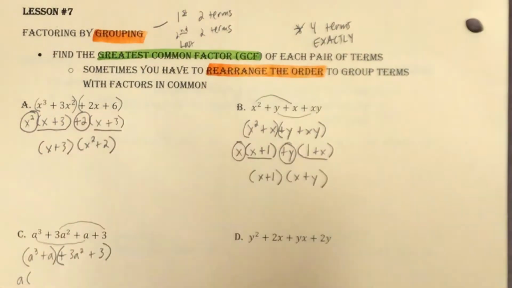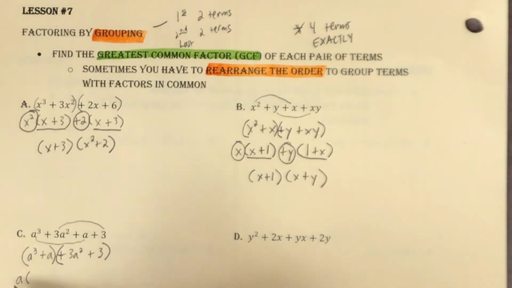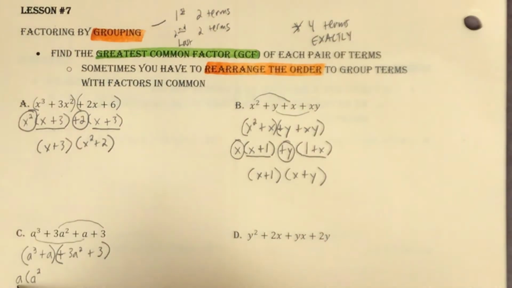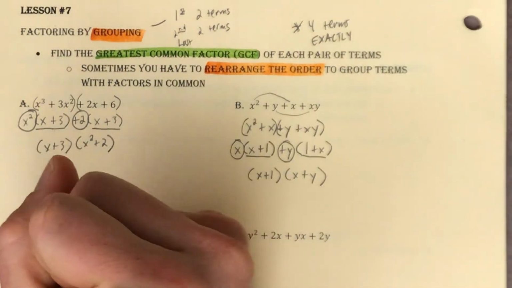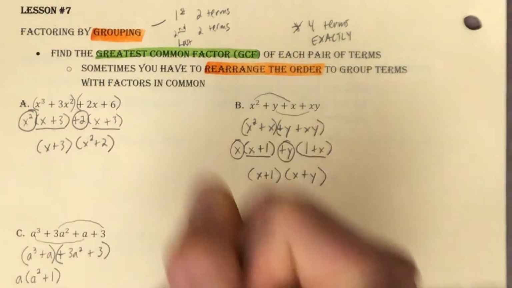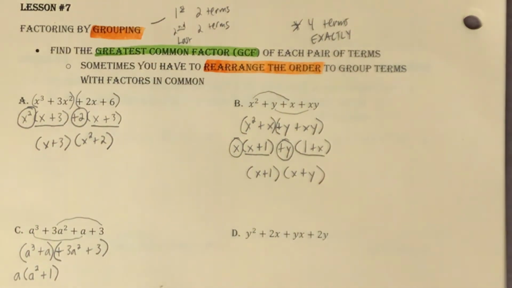Now again, if it helps you to make the list, I'd encourage you to do that. So what did I multiply a by to get to a to the third? Well, that would be a squared. What did I multiply a by to get to a? Well, again, the only thing I can do for that is multiply it by 1. So again, there's my first one with the greatest common factor out. So if I have done this correctly, then I should end up with the same in the second.